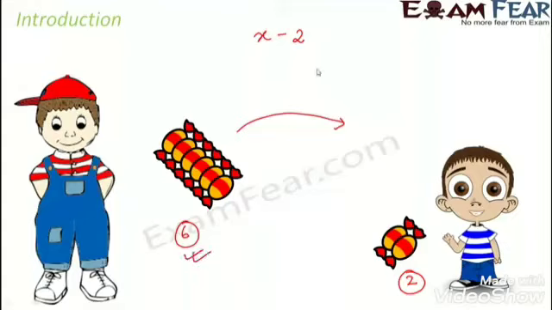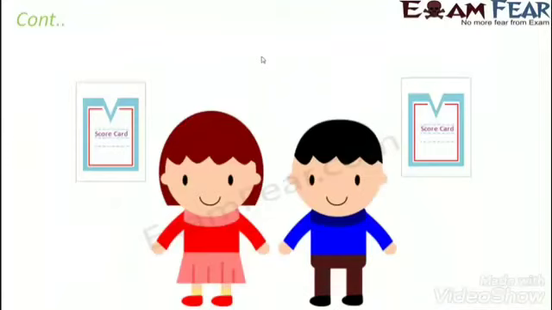So how many does he actually have now? He has 6. So basically this is a relationship, and the value of X will actually give you the number of toffees that your elder brother had. And this equation is a simple equation. X minus 2 is equal to 6. This is a simple equation. This is called an equation. Let us look at more examples.